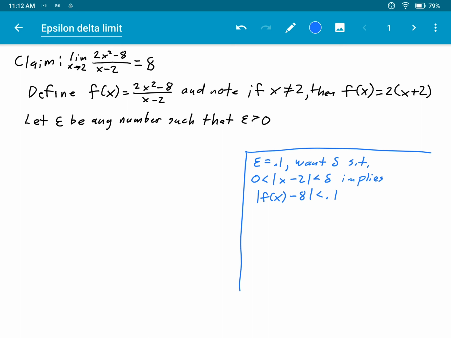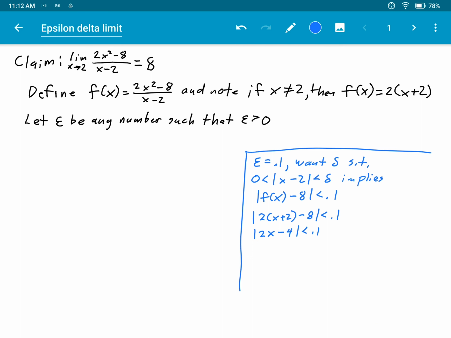And so by replacing f of x with 2 times x plus 2, which I can do since we are not allowing x to be equal to 2, I get that this is the absolute value of 2 times x plus 2 minus 8 is less than 0.1. That's what I want to be true. But doing a little simplification, that comes out to being the same as 2x plus 4 minus 8, or 2x minus 4, that absolute value being less than 0.1.